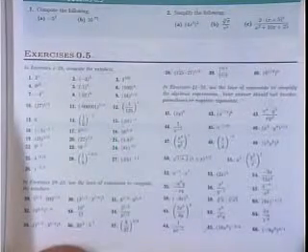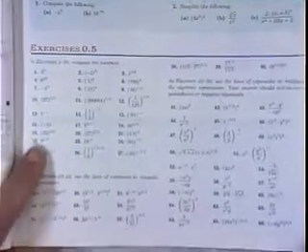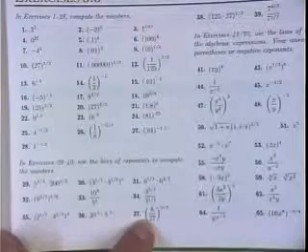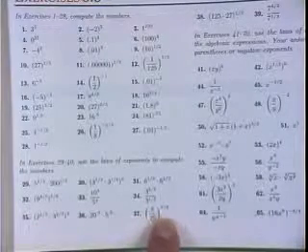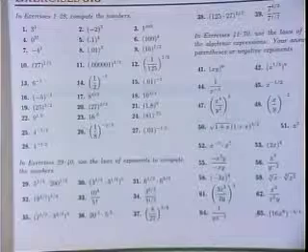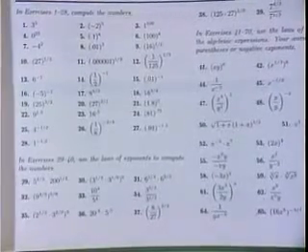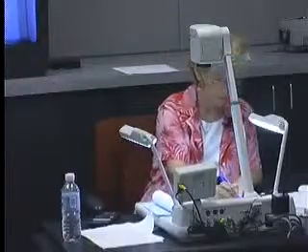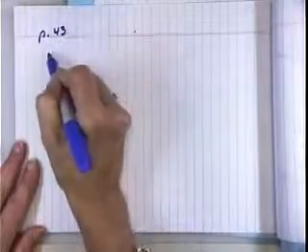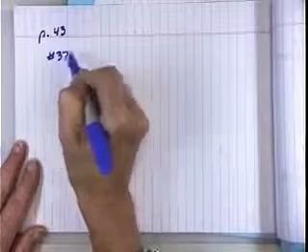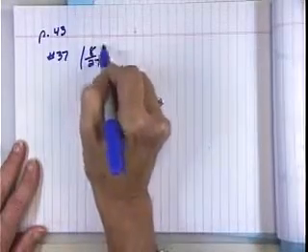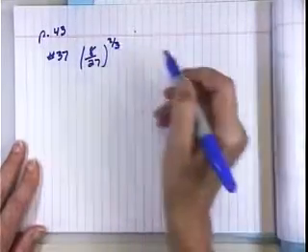Which one? 37. Number 37. Okay. It's 8/27 raised to the 2/3 power. Y'all saw that several times during the session, didn't you? 8/27 to the 2/3. Okay. All right, so I'm on page 43, problem number 37. And we have 8/27 raised to the 2/3 power.